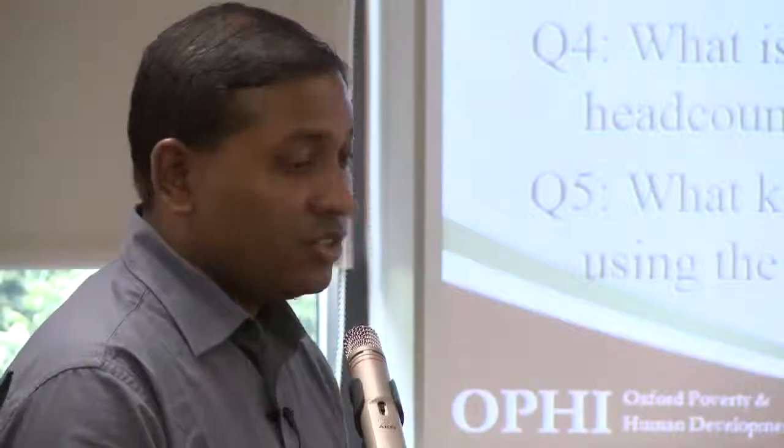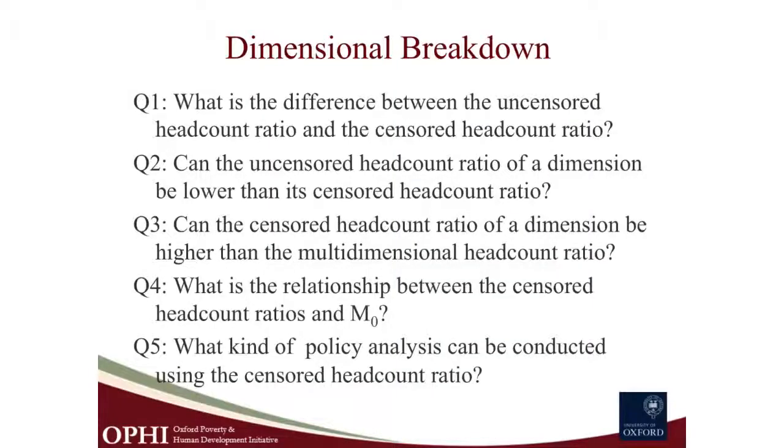Let's see if we are already clear about these questions. So the first one: what is the difference between the raw headcount ratio, which is the uncensored headcount ratio, and the censored headcount ratio? We used to call it raw, and I have not changed it, forgive me. What is the difference? I already mentioned it at the beginning of the class. If anyone could clarify.